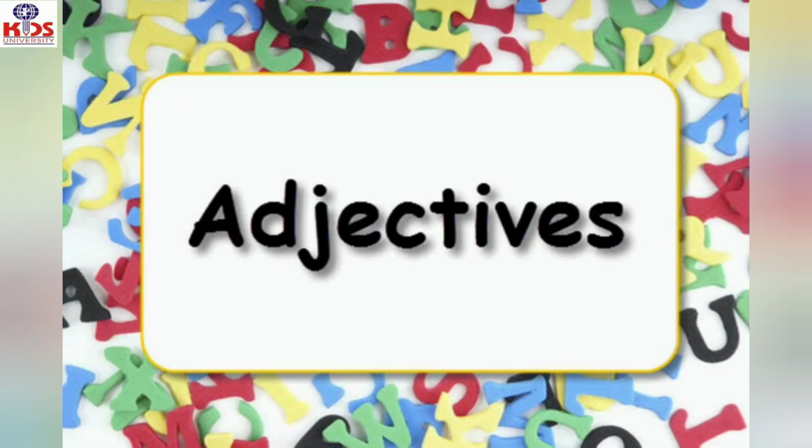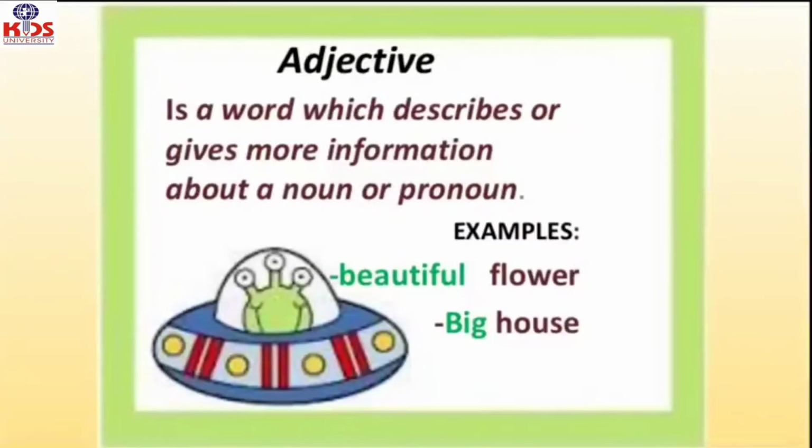We are going to revise our previous topic today, that is adjectives. So, do you remember what are adjectives? Well, adjective is a word which describes or gives more information about a noun or a pronoun. An adjective tells us about a quality or a quantity of a noun. Adjective is a describing word for a noun.